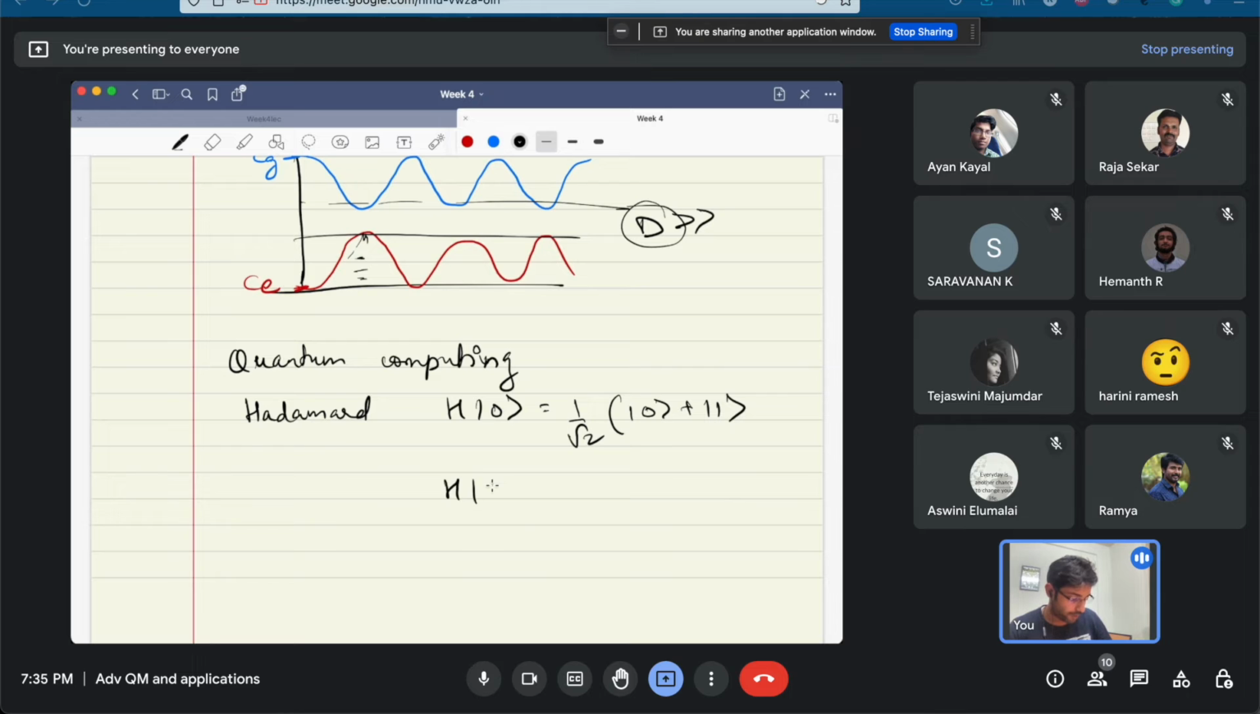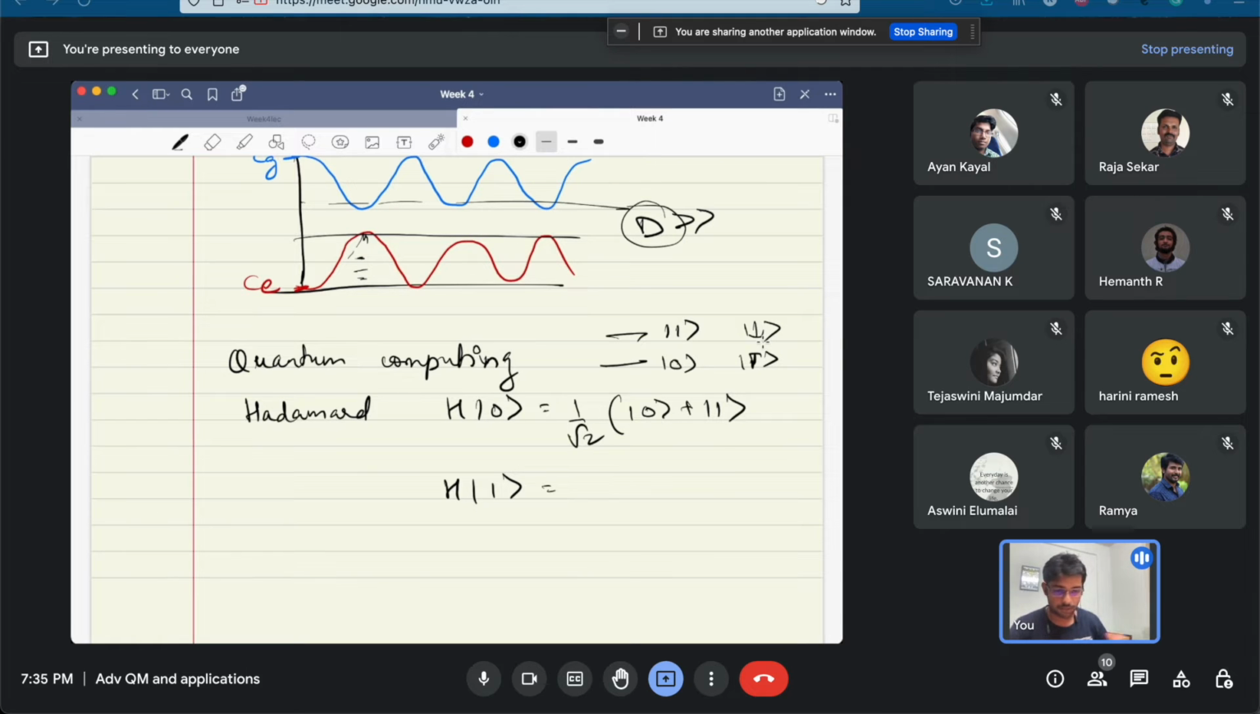If you operate a Hadamard on 1, so here we have two states, qubits. Previously we had G and E state. These are replaced by 0 and 1. It's the same concept here, nothing different. So you can use any name you want. You can use up and down or anything else as well.